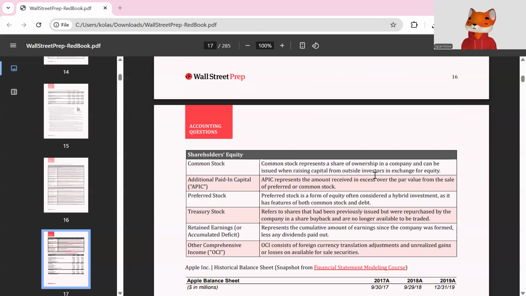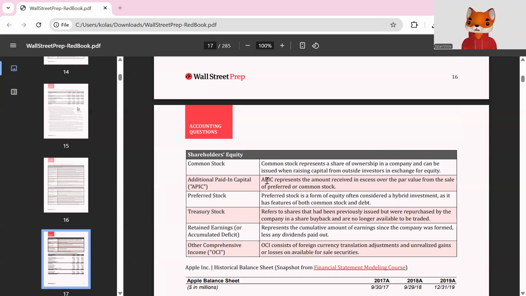In shareholders' equity, the line items would be common stock, additional paid-in capital, preferred stock, treasury stock, retained earnings, other comprehensive income. So, common stock represents a share of ownership in a company and can be issued when raising capital from outside investors in exchange for equity. Additional paid-in capital represents the amount received in excess over the par value from the sale of preferred or common stock.